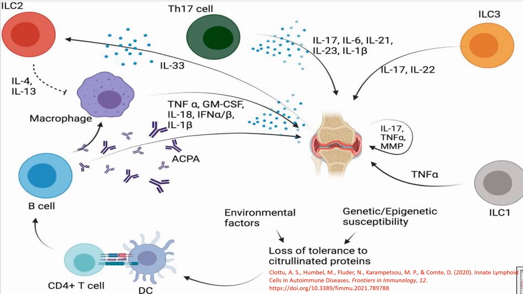Here is another diagram about the supposed role of innate lymphoid cells in rheumatoid arthritis. So innate lymphoid cells type 3 could share in the inflammatory process through production of interleukin 17 and 22, and innate lymphoid cells type 1 could share also through tumor necrosis factor alpha. On the other hand, innate lymphoid cells type 2 could share in tissue repair and in stimulating macrophages to type 2, which is responsible more for remodeling or tissue repair through the production of interleukin 4 and 13.